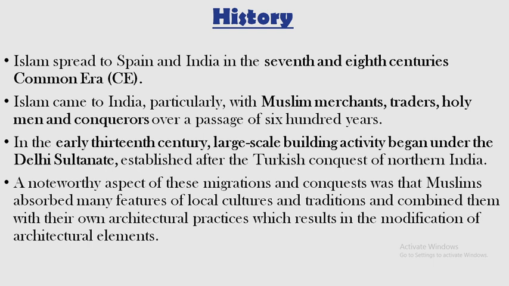How did this Islamic influence come to Indian architecture? Islam spread to Spain and India in the 7th and 8th centuries CE. Islam came to India particularly with Muslim merchants, traders, holy men, and conquerors over a passage of 600 years.